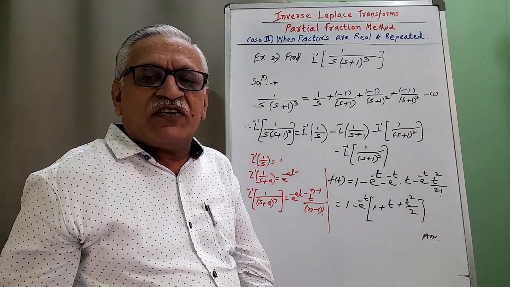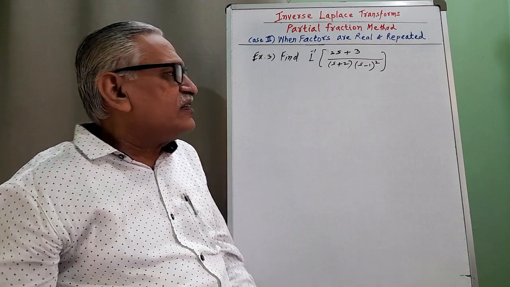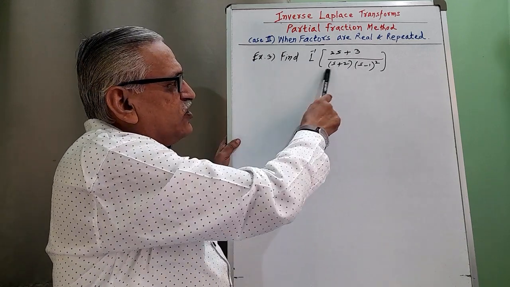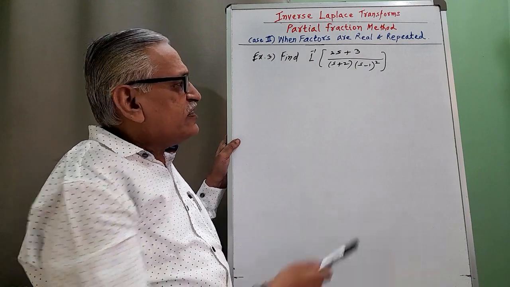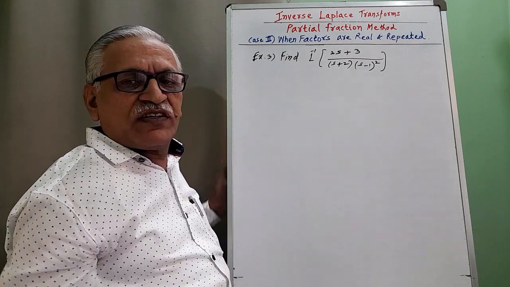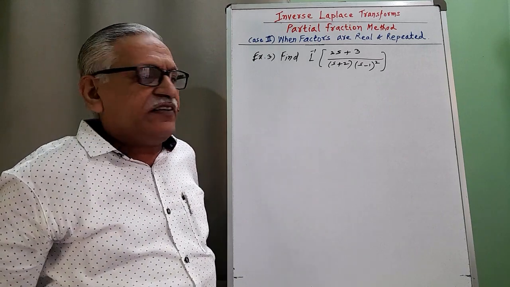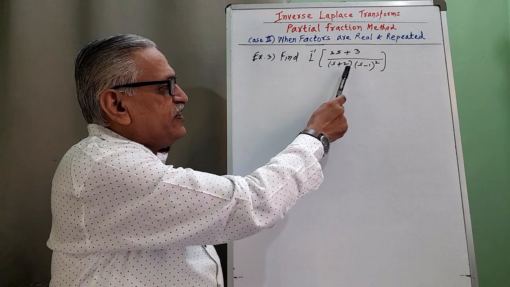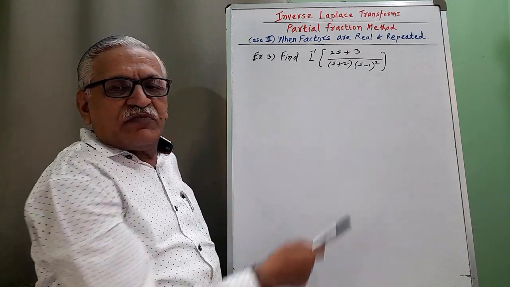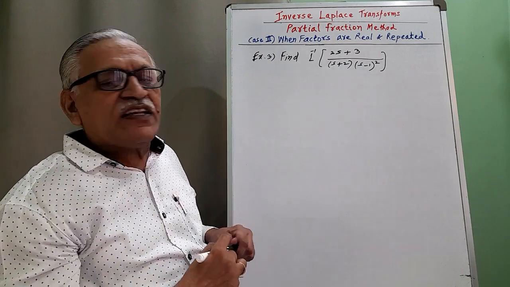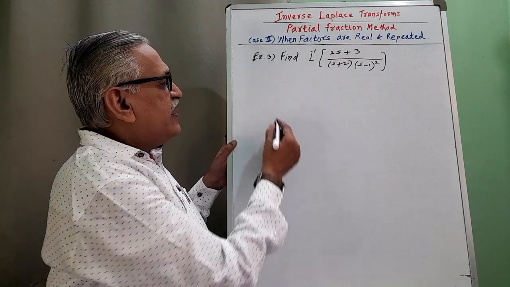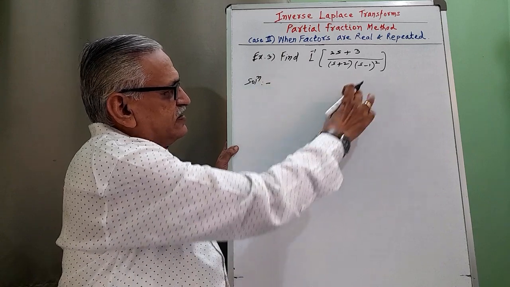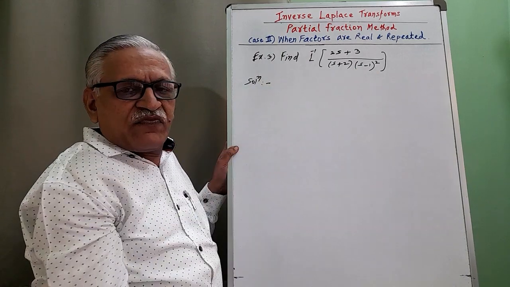Or required inverse Laplace. Last example, example number 3. Find inverse Laplace of 2s plus 3 whole divided by s plus 2 into s minus 1 whole square. If you try to find the degree of numerator term, it is 1, and degree of denominator term is 2 plus 1, that is 3. Therefore 1 less than 3 means it is a proper fraction, and as it is a proper fraction, by partial fraction technique, second factor is a repeated factor.